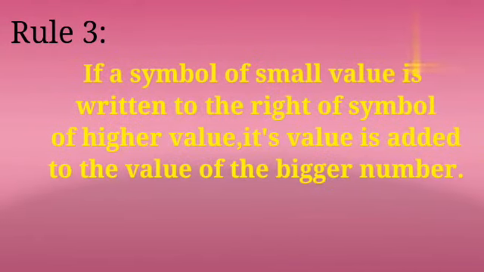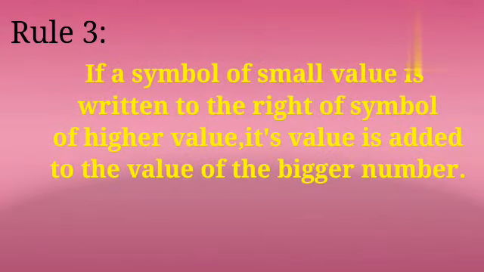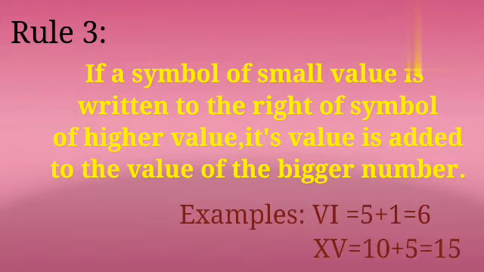Rule number 3. If a symbol of small value is written to the right of a symbol of higher value, its value is added to the value of the bigger number. See the first example, VI. In that, symbol I of small value is written to the right of symbol V of higher value. 5 is added to 1, we get number 6. That means we write number 6 as VI in Roman numerals.